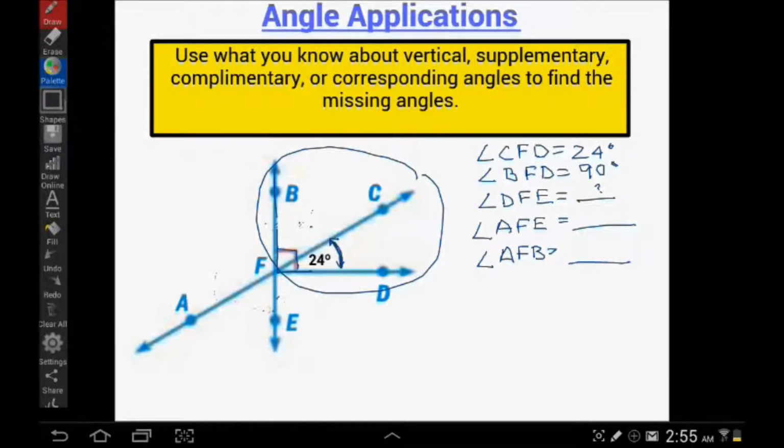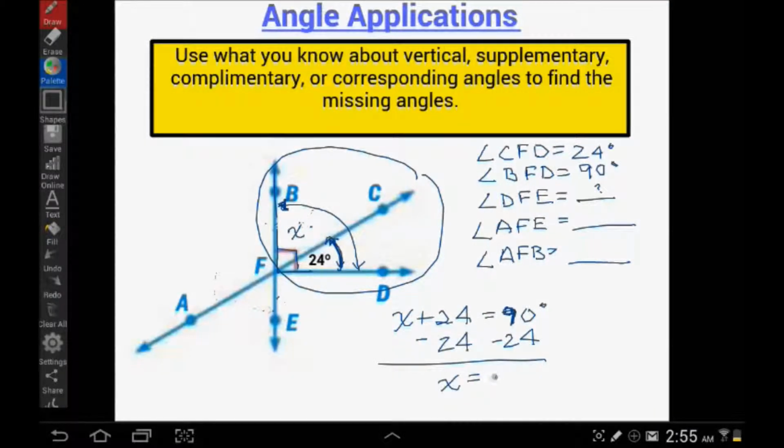Okay, we know that this is 24 degrees right here, and we know that this entire angle is 90 degrees. So based on that information, we can probably figure out what this angle is right there. Okay, together, those are complementary. Complementary means 90 degrees. So we have x plus 24 equals 90 degrees. Take away 24 from both sides, inverse operation, and then you get x equals 66 degrees.